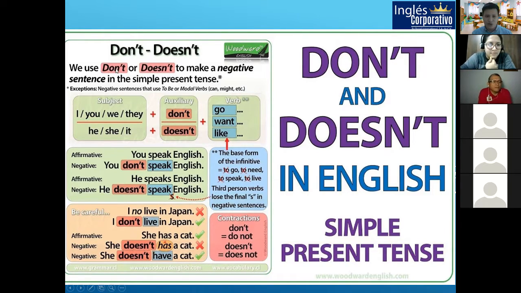Dice, we use don't or doesn't to make a negative sentence in the simple present. Ok, si ustedes ven el presente simple, tienen que manejarlo muy bien para comenzar a hablar. Es decir, ustedes expresan sus ideas sin determinar un tiempo en específico. ¿Sí? I read the Bible, I teach English, I eat every day, I drink water. Water, right? No otra cosa.